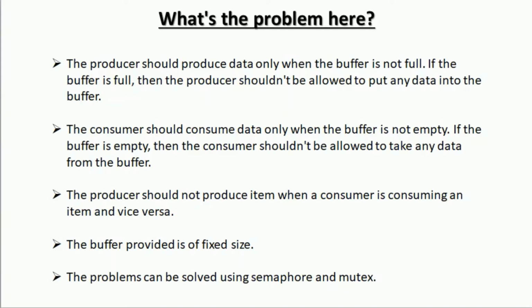We need to ensure that when a producer is placing an item in the buffer, at the same time, the consumer should not consume any item. In this problem, the buffer is the critical section. The problem can be solved by using semaphore and mutex.